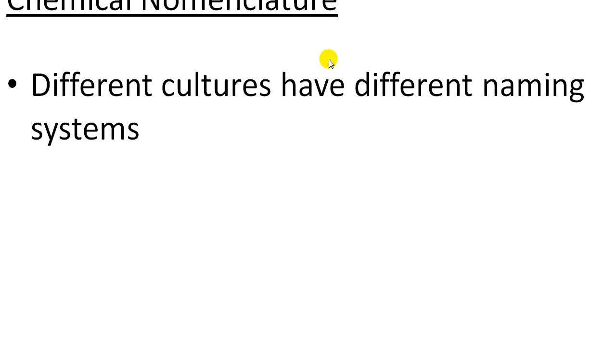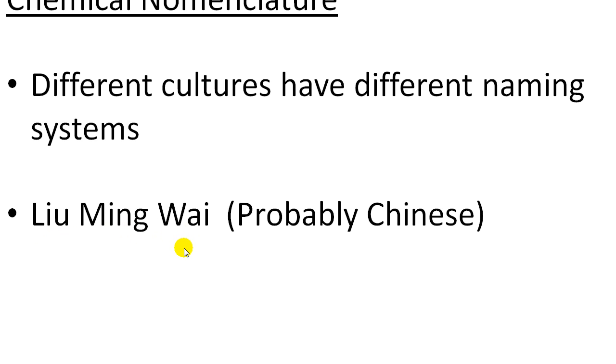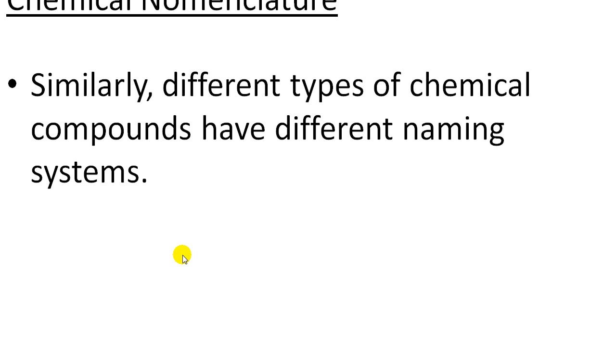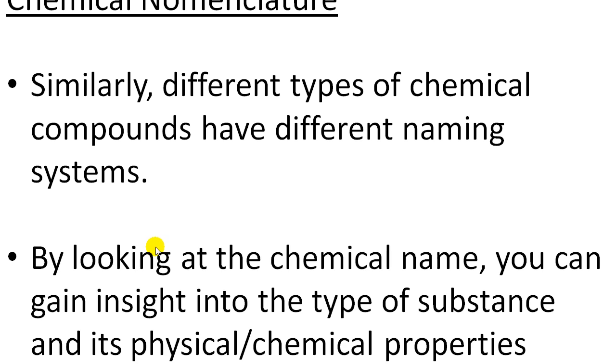Now, different cultures have different naming systems. So for instance, if you see a certain name, like this one over here, Liu Ming Wai, chances are pretty good that you can determine what culture this naming system is from, or what type of name this is. And chances are it's probably going to be Chinese. Similarly, different types of chemical compounds have different naming systems. And by looking at the chemical name, you can gain insight into the type of substance and its physical-chemical properties.